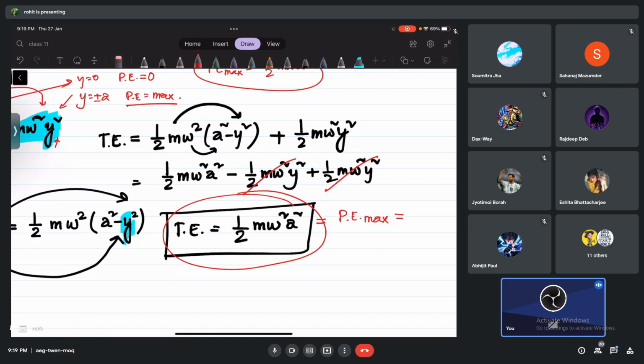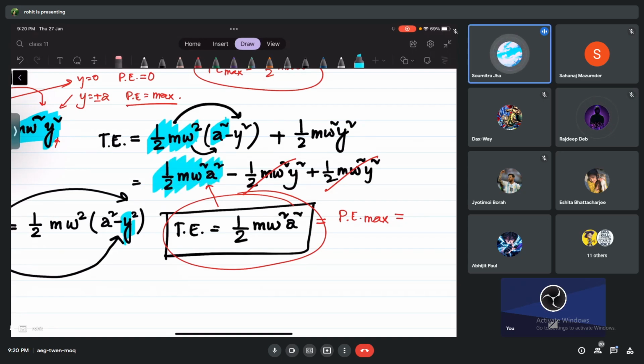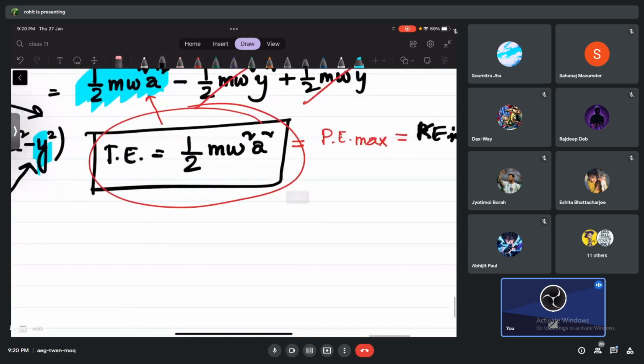Look at the formula for kinetic energy. Do you agree that this one is the maximum value of kinetic energy? Both are the same. Maximum value of potential energy is the same as the maximum value of kinetic energy. Both are same. Not a problem. But do you notice something?